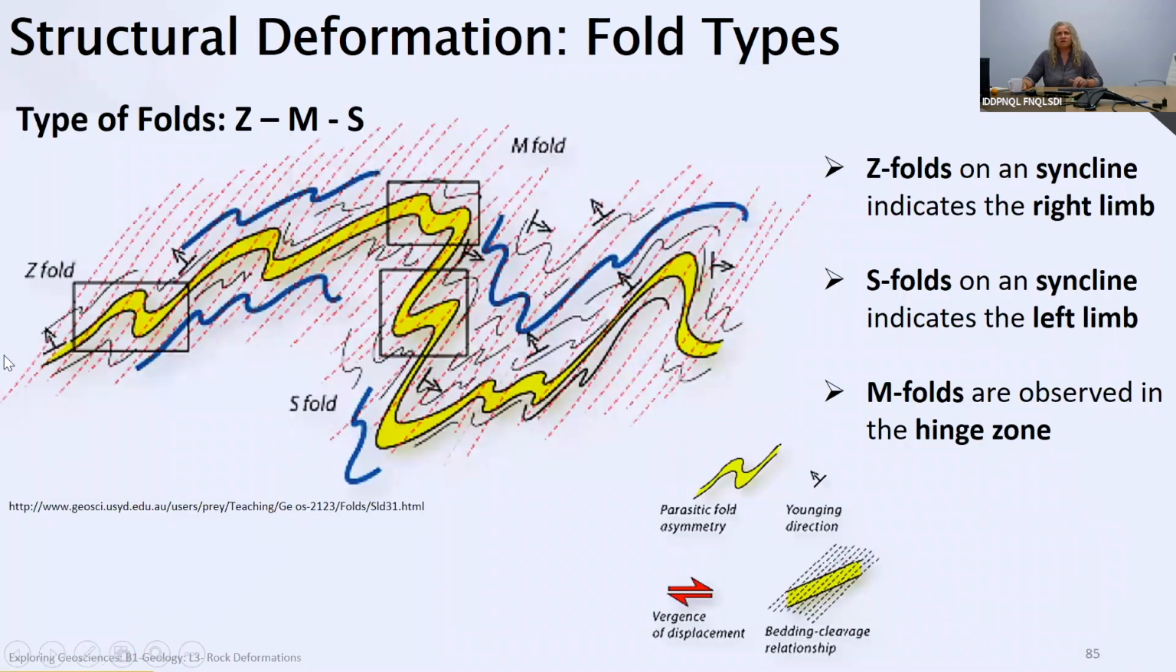So if we look here at the succession between an anticline and a syncline, we see the dispersal of these Z folds, M folds, S folds. And what we have to understand is that between an anticline and a syncline it would be the opposite. So the Z folds on an anticline would be on the right, the S folds on a syncline would be on the left, and the hinge zone will always remain with M folds for both.